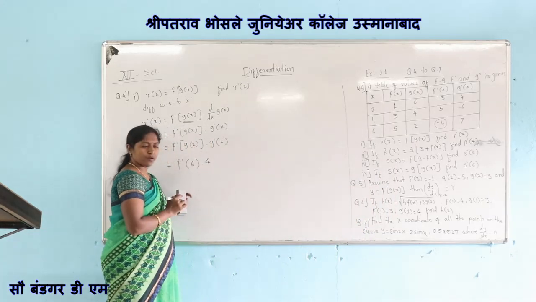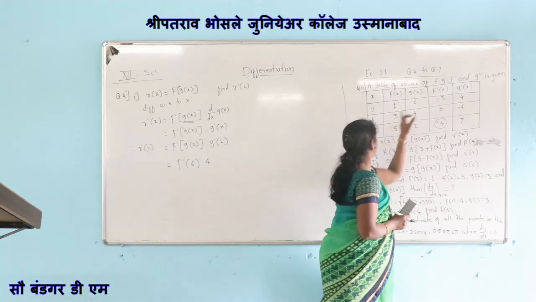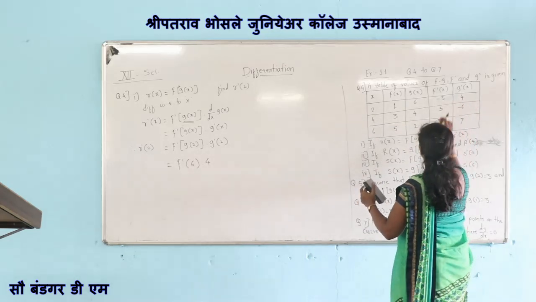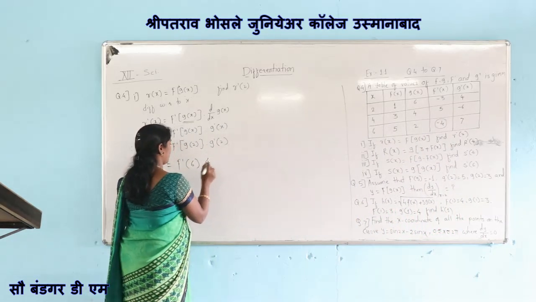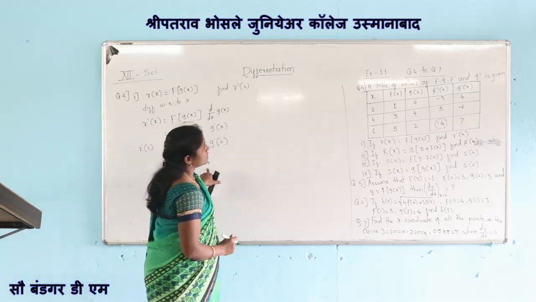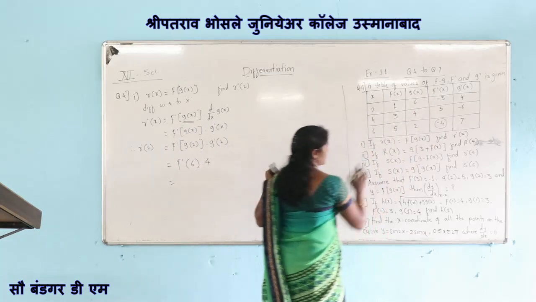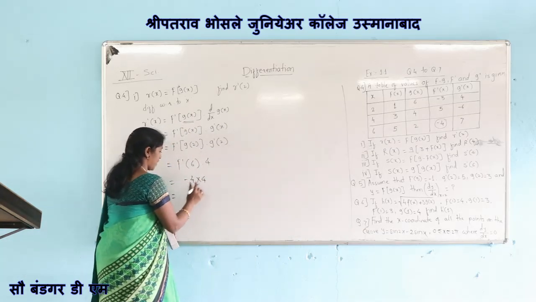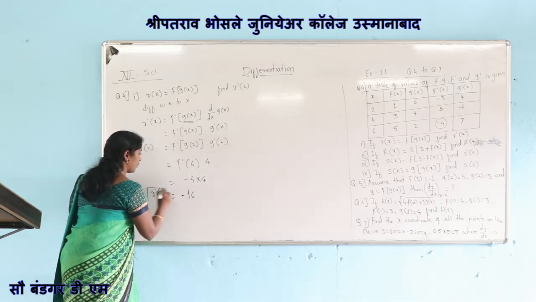So, replacing its value. Now, f dash of 6. F dash x at x is equal to 6 is minus 4. So, we are going to substitute this value. F dash of 6 is minus 4. So, minus 4 into 4, that is equal to minus 16. That is our required r dash of 2.